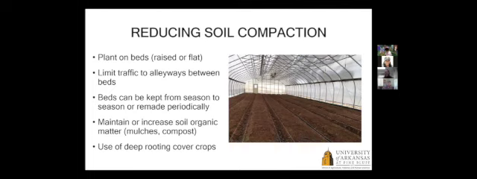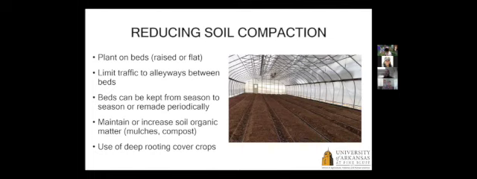And once you've set up your layout, you want to ensure that you're limiting your traffic to the walkways or the alleyways. So you're not walking on your beds. You're keeping your traffic strictly to those alleyways and those walkways.